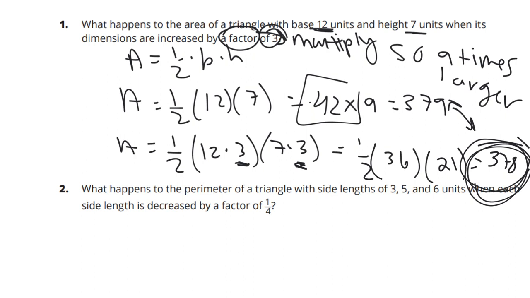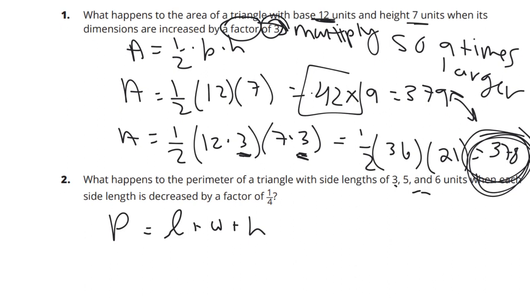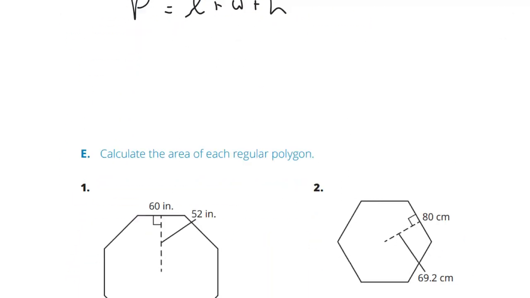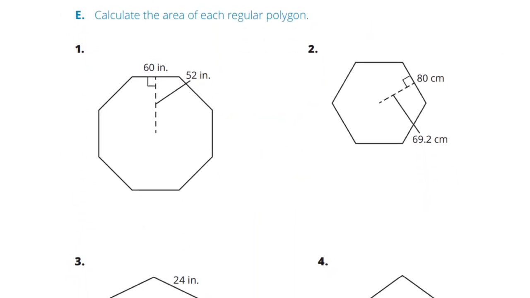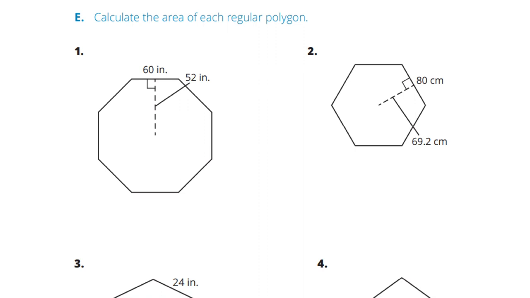Okay, and you're going to do the same thing for number 2, but here they're asking for the perimeter. Same thing, the perimeter of a triangle is just going to be the length plus the width plus the height. So you would multiply each number by the 1/4 and then add them together and tell me by how much it is changing. All right, moving on to the next one.